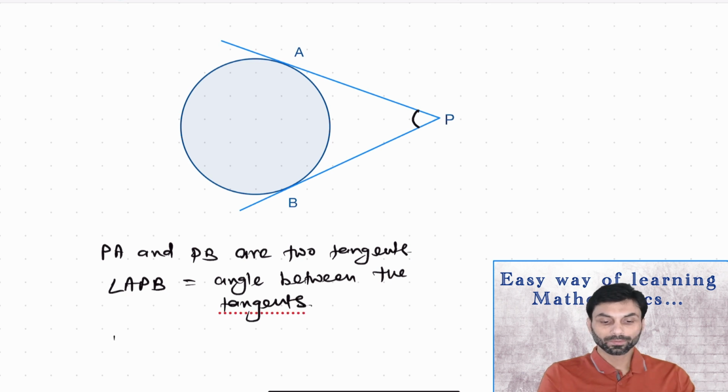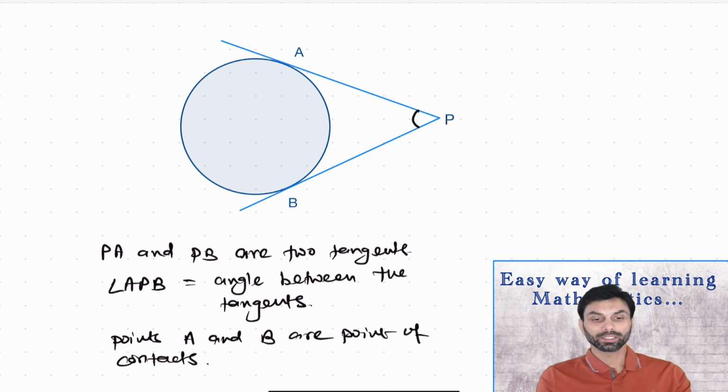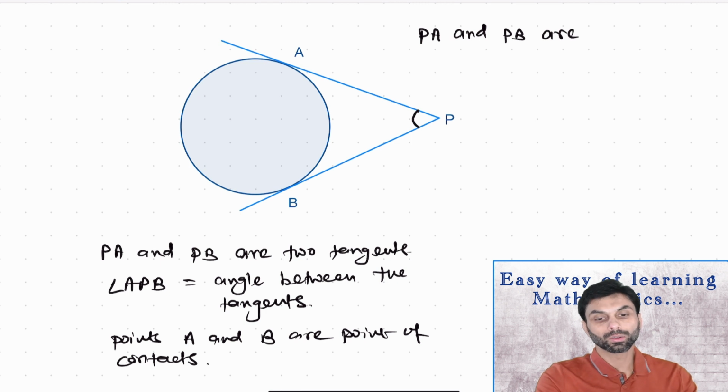Here the points A and B are points of contact. Another point, here in this case, we can say that PA and PB are known as length of tangent. So what is length of tangent?